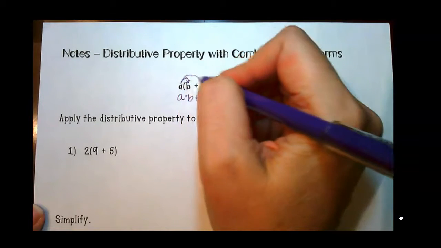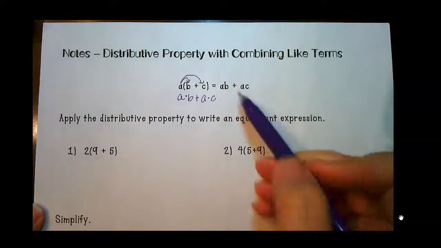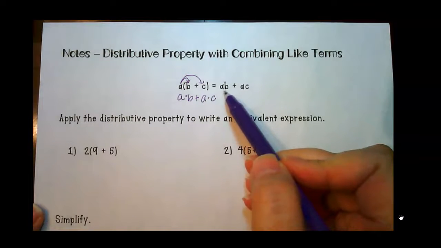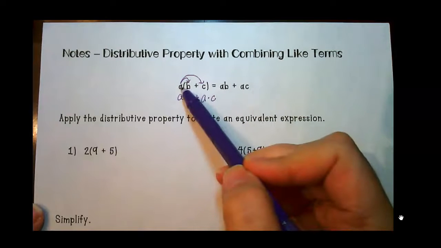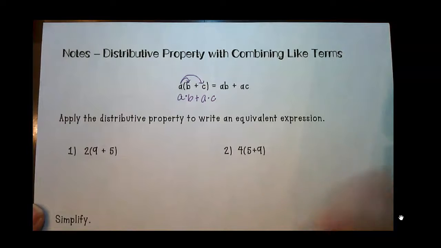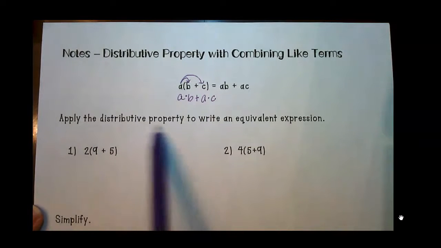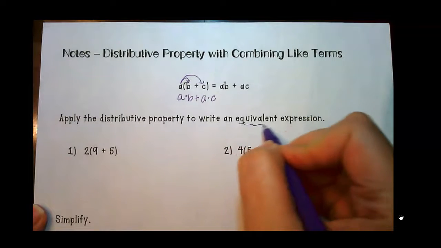plus a times c. And remember, the most common way that we write that is not with the dots. We just put the variables side by side. You're distributing or giving out the a to every term inside the parentheses. Okay? So we're going to start out by applying the distributive property to write an equivalent expression.